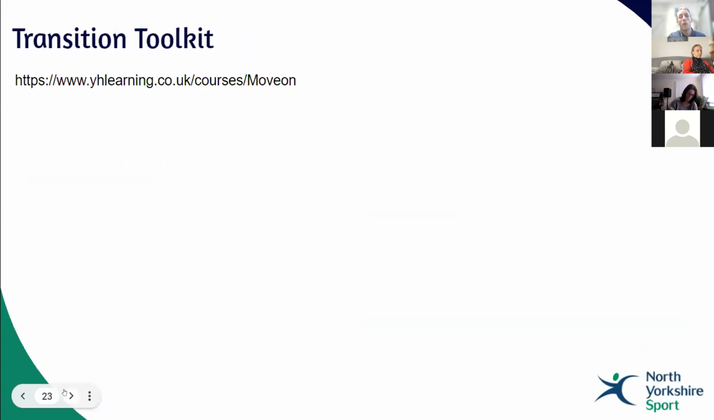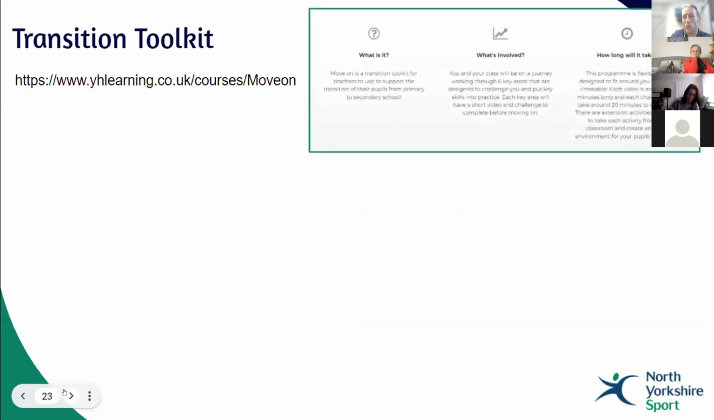And finally, we've got our transition toolkit here at North Yorkshire Sport, which you can find at the link I've put on the screen here. Now, you maybe want to make a note or photograph that as well. You can't go onto the Yorkshire and Humber Learning Community and find it there. You have to put in this link here. And the transition toolkit is what it says on the tin. It's aimed at those Year 6 teachers, probably for after SATs.